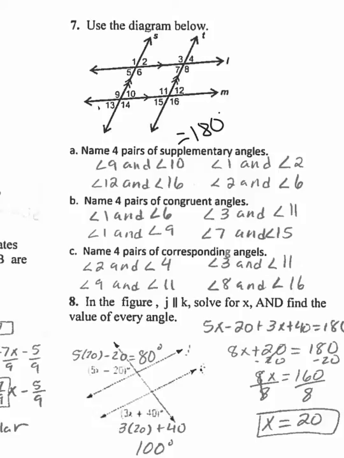Congruent obviously means the same. That's going to be your corresponding, 1 and 9. Those that are in the same position, that's going to be either of your alternates.